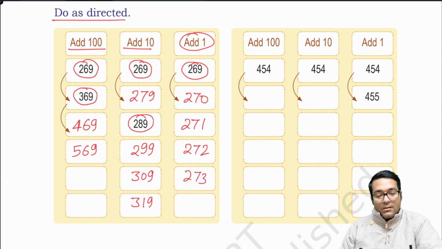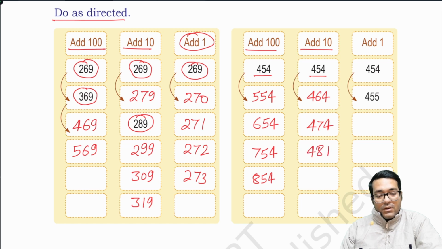Add 100: 454, 554, 654, 754, 854, like that. Add 10: 454, 464, 474, 484, like that. Add 1: 454, 455, 456, 457, like that.